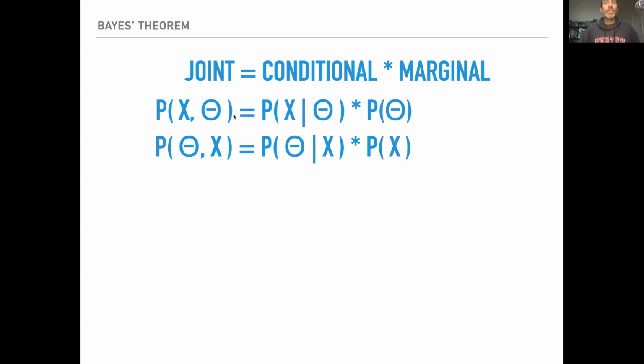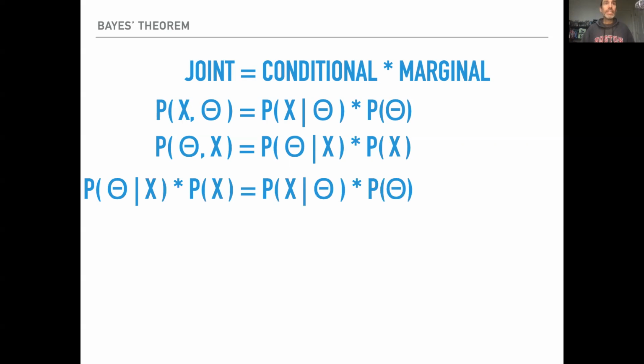Now you can do a simple equality here, which is that the probability of x and theta and the probability of theta and x are really the same thing, because it's an "and" case. When you have the probability of x and y, or x and theta, it doesn't matter which order you're talking about. So I can say from there that the probability of theta given x times the probability of x is going to be equal to the probability of x given theta times the probability of theta.